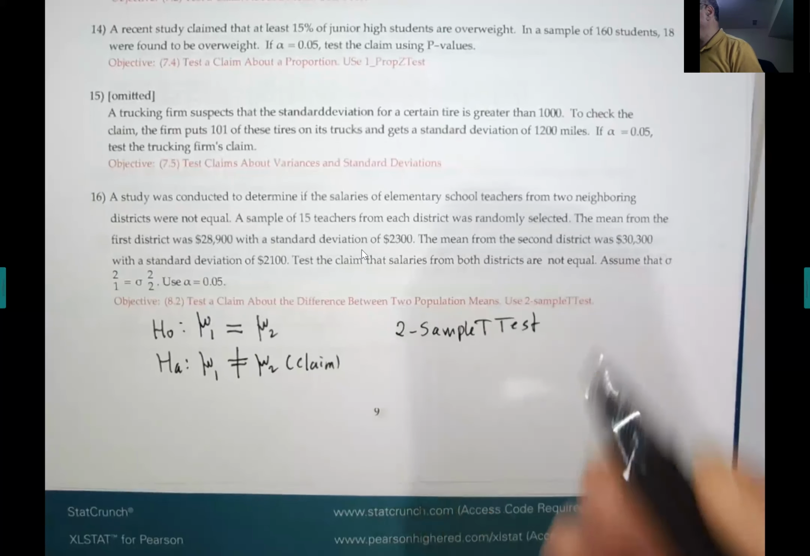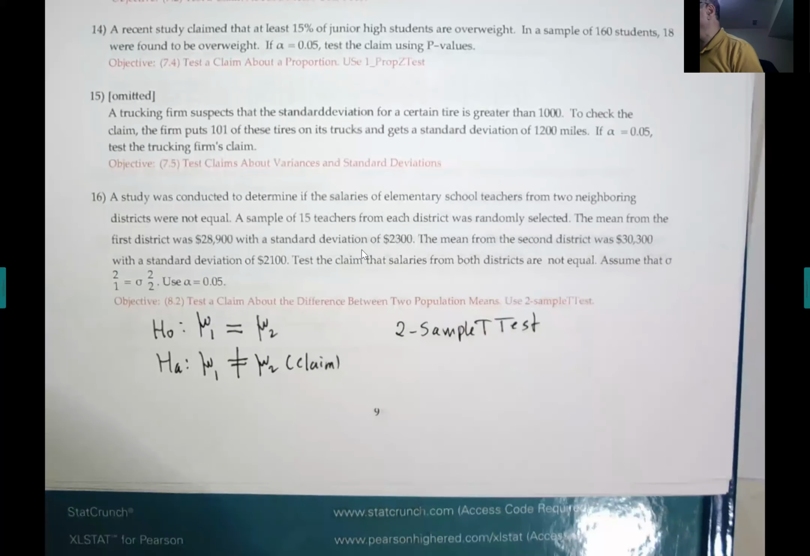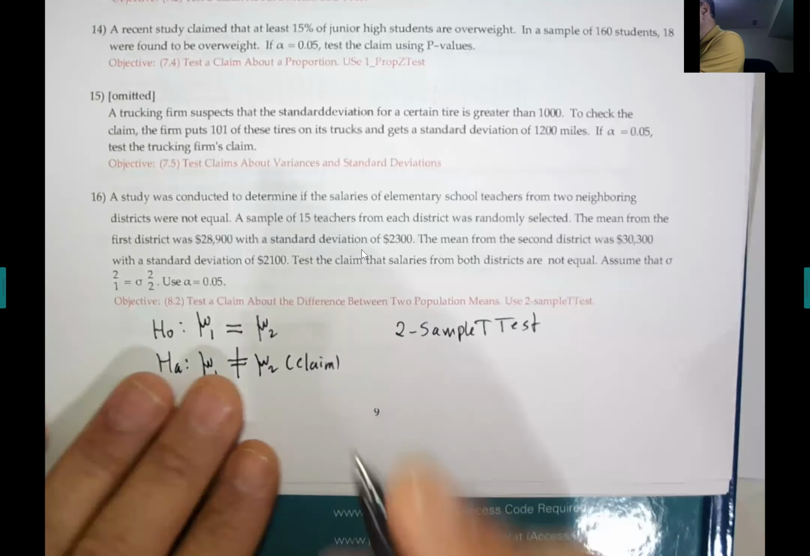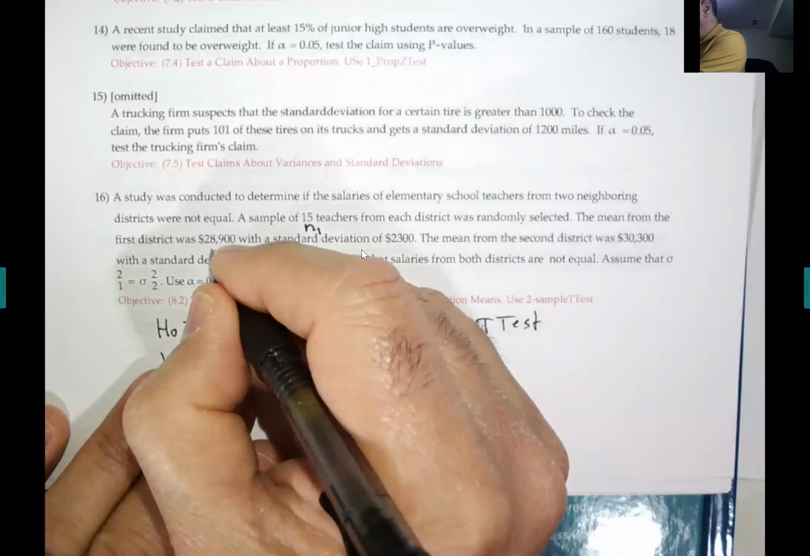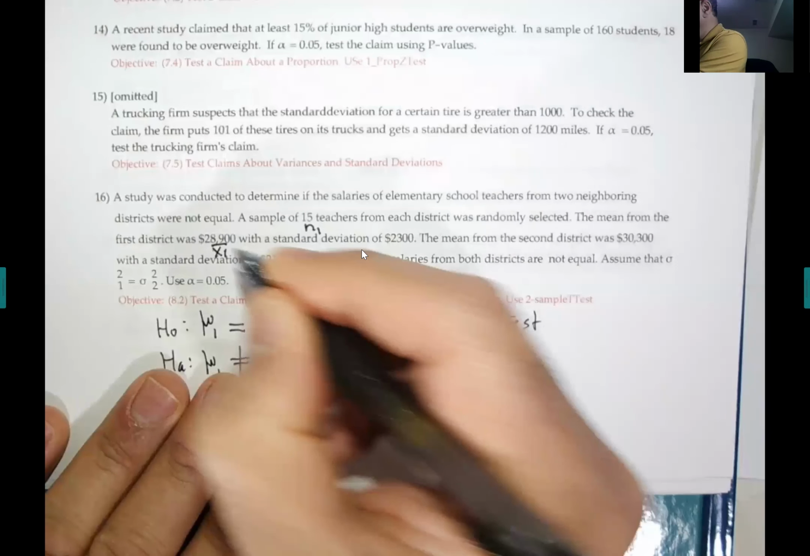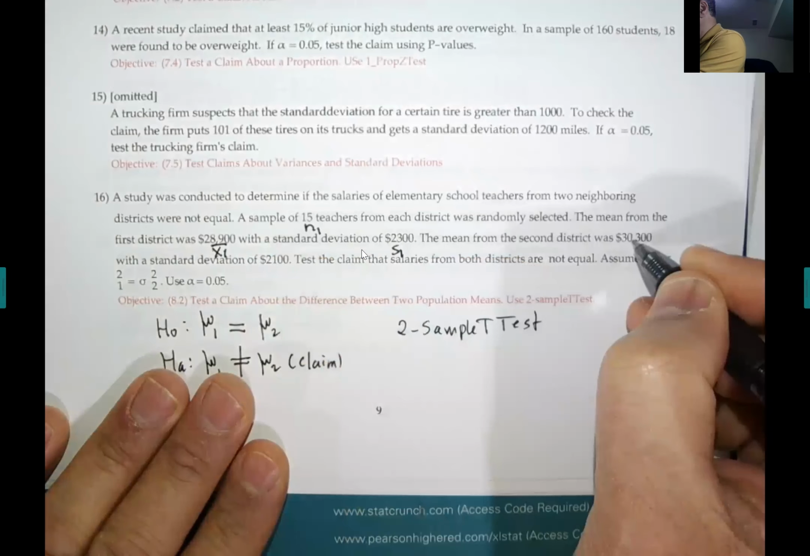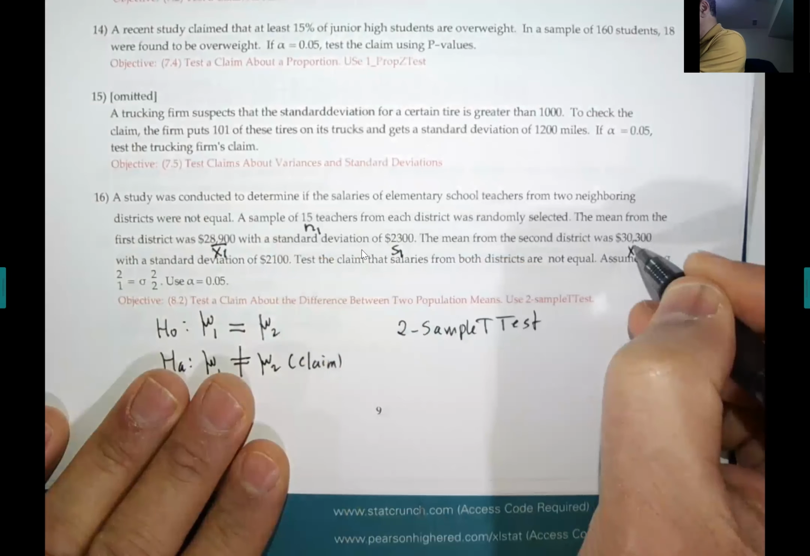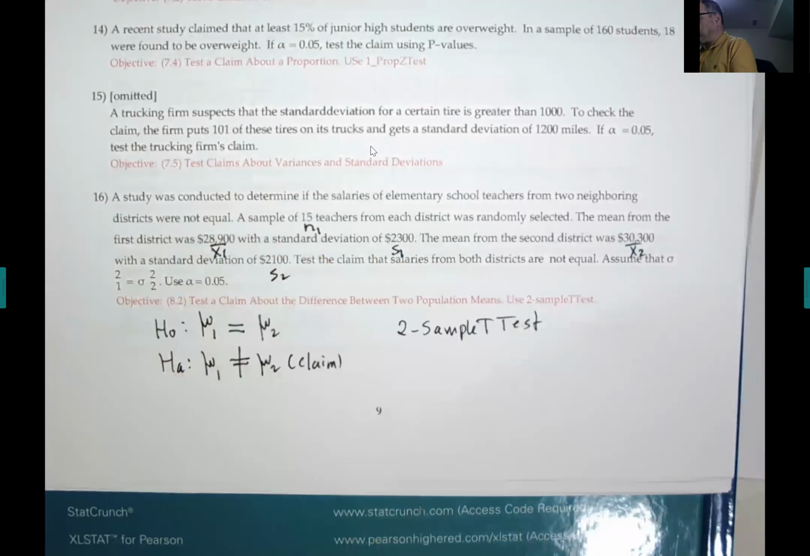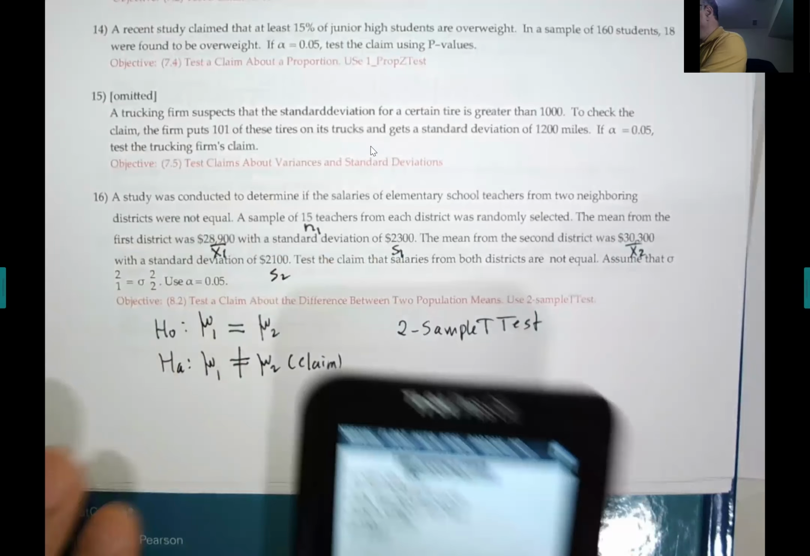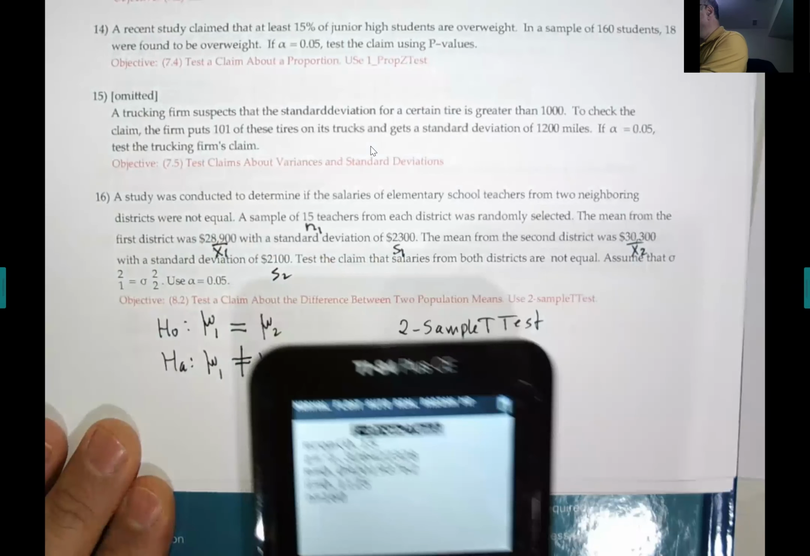The reason why is because he gave me the sample standard deviation of the first district and the second group in the second district. So you must use a 2-sample t-test. He gives me N1 and N2. He gives me the first mean, X1 bar. He gives me the first standard deviation, which is S1, X2 bar, S2. And let's run the test together, guys, and see how we execute this test. That's a very, very important question, extremely important.